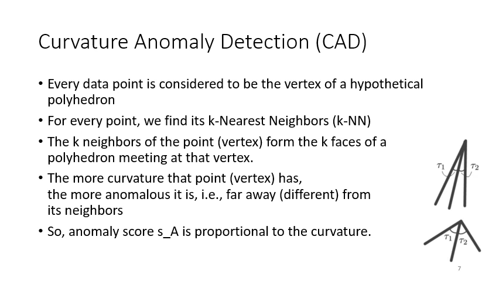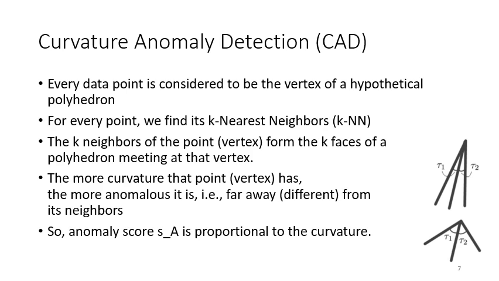Now that we have explained the background, we propose the first method in this paper, which is curvature anomaly detection, or CAD. In this method, we consider every data point in the dataset to be a vertex of a hypothetical polyhedron. These are the steps of the method.